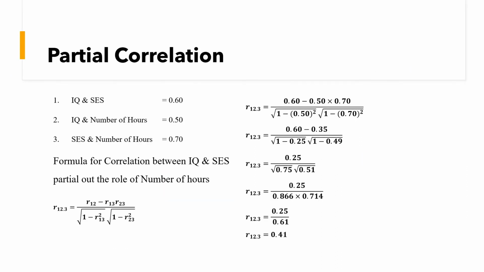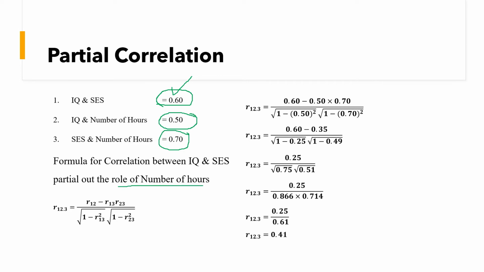Suppose in this case we first calculate all possible correlations. The correlation between IQ and socioeconomic status is, suppose, 0.60. Correlation between IQ and number of hours is 0.50, and correlation between socioeconomic status and number of hours is 0.70. So these are the 3 possible combinations of correlation. Now we want to calculate the partial correlation between IQ and socioeconomic status. Obviously IQ and socioeconomic status have a correlation of 0.60, but we want to partial out the correlation of number of hours in a day.